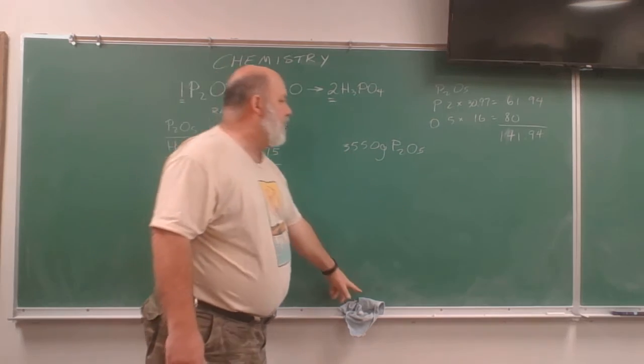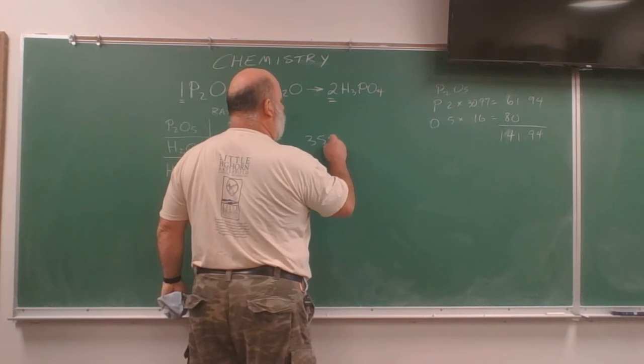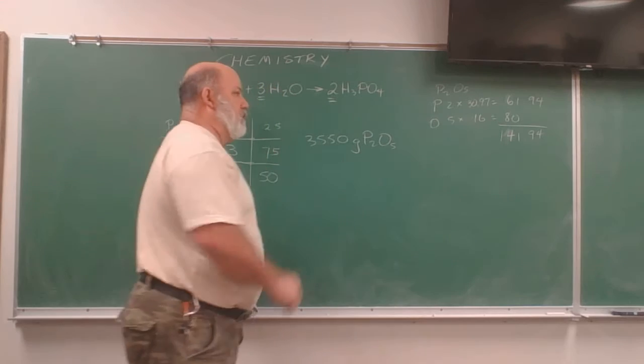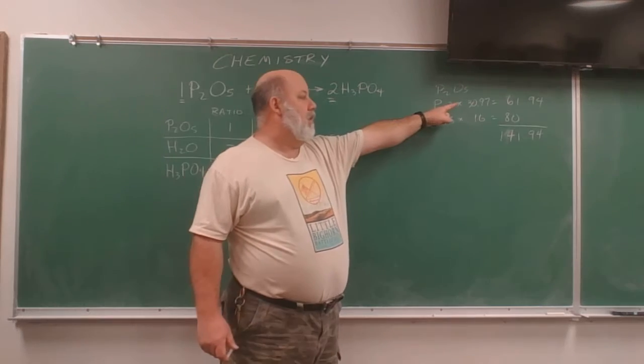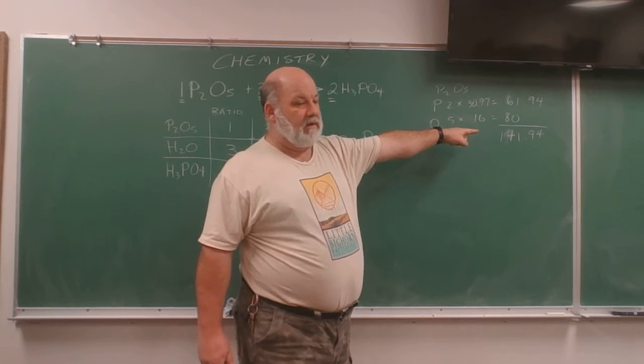Okay, so I've got the 3,550 grams. I'm going to move it over a bit. I'm not going to have enough room for P2O5. Now, the book doesn't show this, but right here I've shown you the mass of 1 mole of diphosphorus pentoxide.